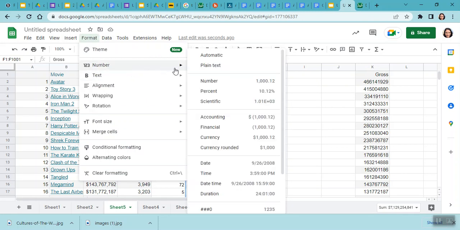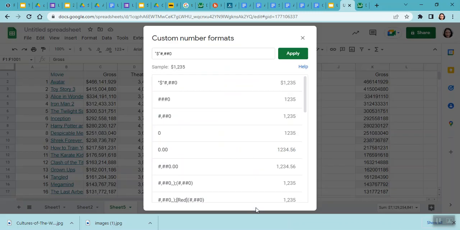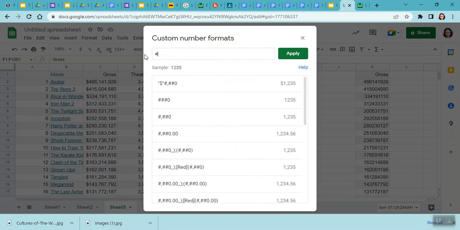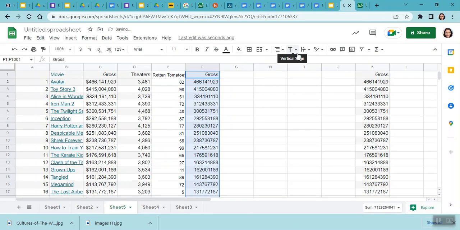Under Number, I have a choice for this one: pound, pound, pound, 0. If you don't have that as a choice, then you would go all the way down here to custom number format, and you would just type it in there. So pound, pound, pound, 0, and apply. Notice it gets rid of all of your dollar signs and commas. All right, so now we're ready to copy this into Desmos.